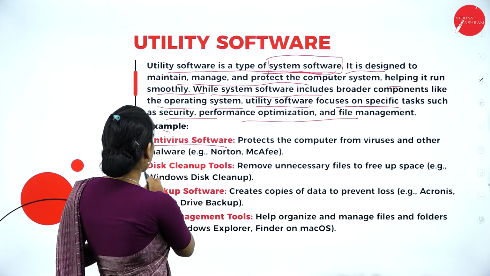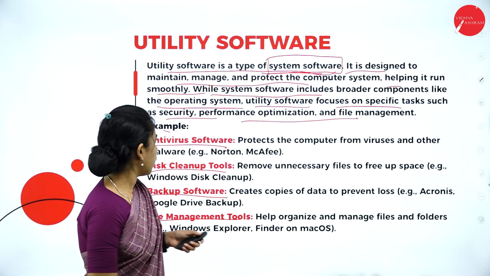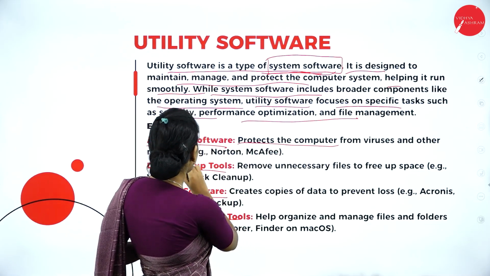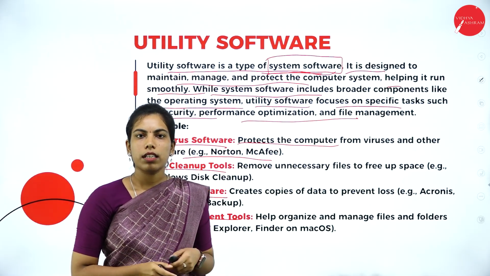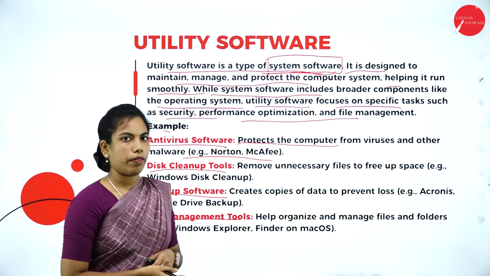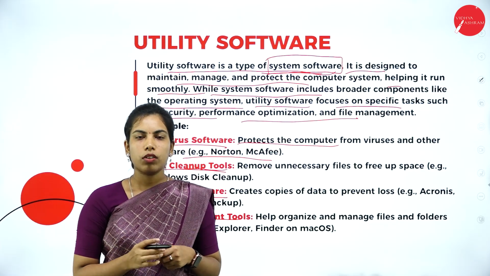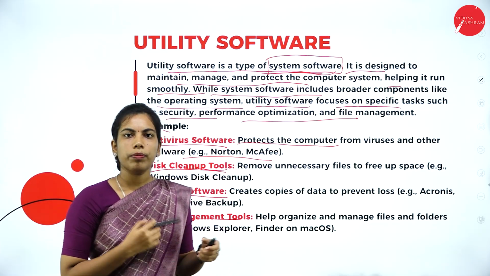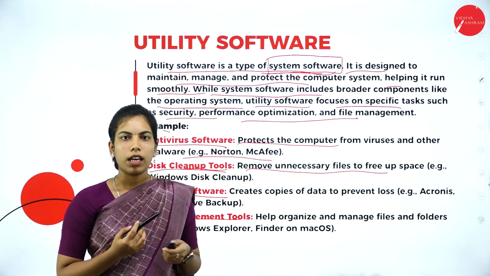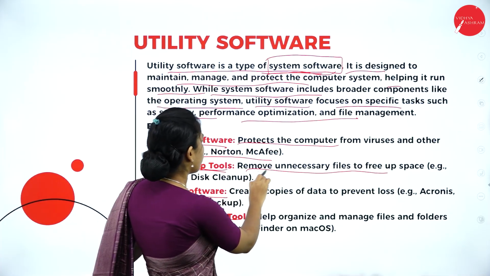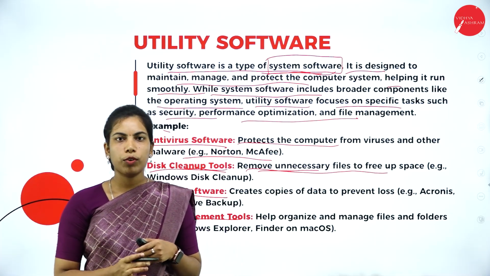So next, see the examples again. What are some more examples of utility software? Here you can see antivirus software protects the system from viruses and malware. It will prevent malware activities in the system. Next, disk cleanup. If the memory is full, it will clean up some old files or images. It removes unnecessary files to free up space. Because storage is limited, it removes some unwanted files from the system, so it will run smoothly and faster.